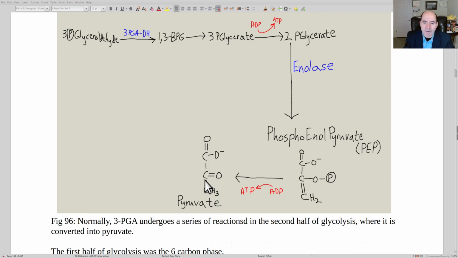Then what's going to happen is this is going to be decarboxylated. You'll take off a CO2, and then you'll have just the 2 carbons and an acetyl group, and that'll make acetyl-CoA, and then that will go into the Krebs cycle within the mitochondria.